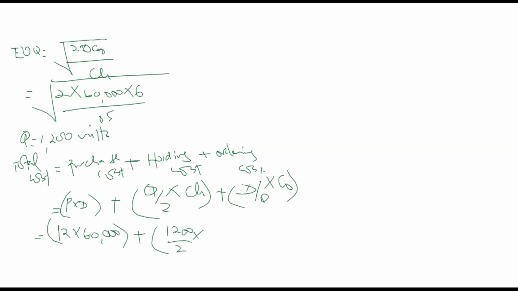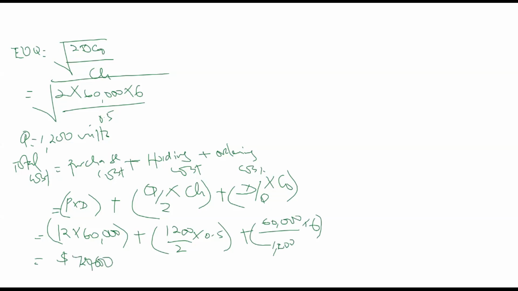is equal to 0.5. Annual demand is equal to 60,000. Q is 1200. We divide by the cost per order, which is equal to $6. So the cost in the case of the EOQ policy, the current policy, is $720,600. And we get $720,600.